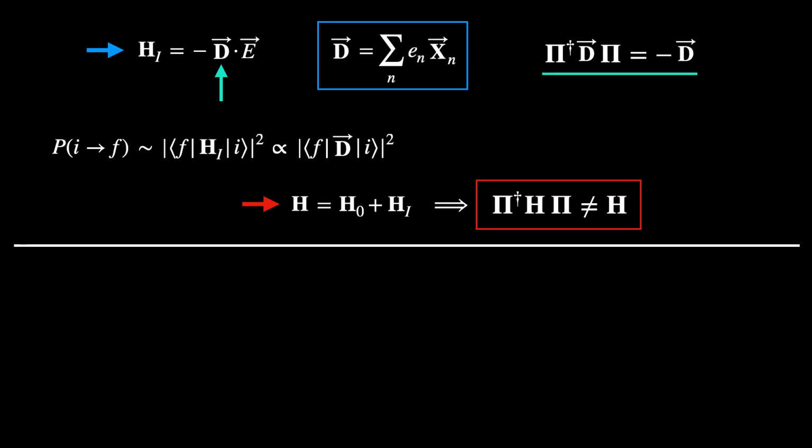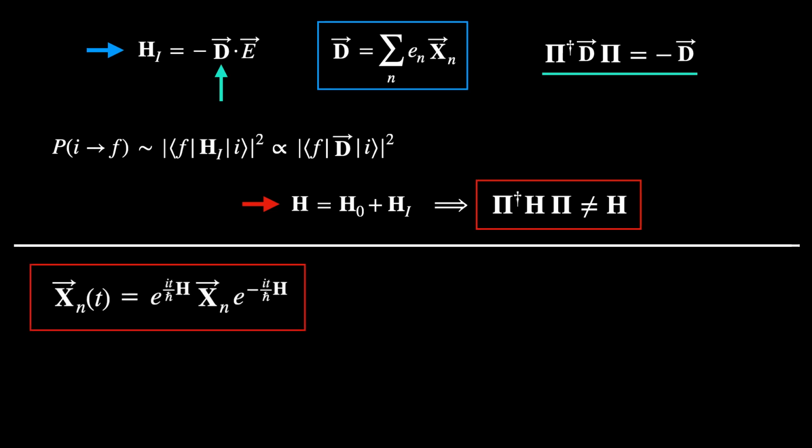This brings us to the earlier point, that the parity transformation pi could not be defined consistently throughout all times if the Hamiltonian itself is not parity invariant, since H is the generator of time evolution. Let's quickly run through this argument again.